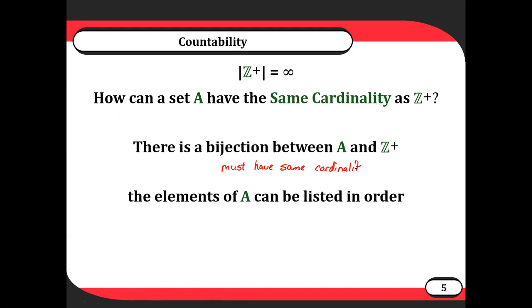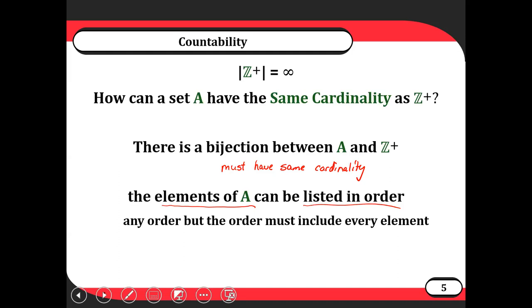Cardinality is, of course, the number of items in each set. And this is sort of functionally equivalent to if we could take the elements of A and list them in some order. And by some order, we mean something that includes every element. So as long as there's some really well-defined order, and in a sense, that order is like a generating function, something that includes every element, then we can think of it as a countable set. Otherwise, we say the set A is uncountable.